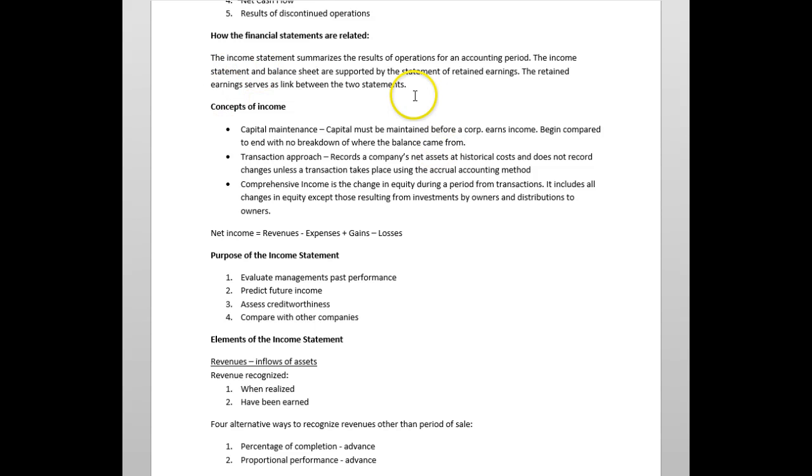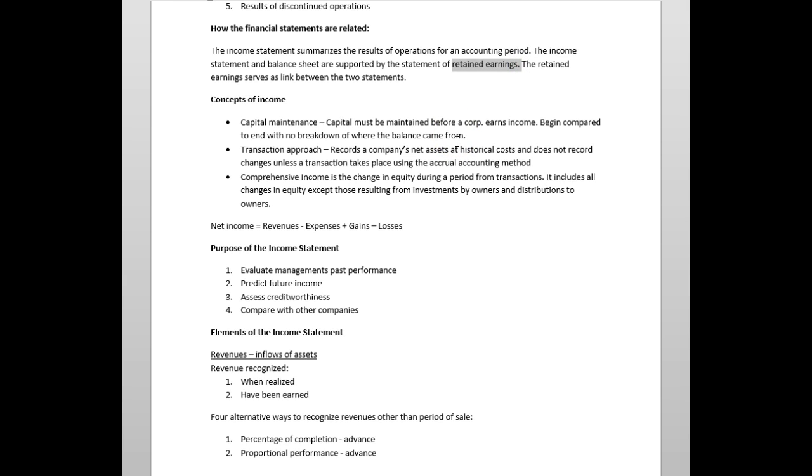I really like this statement that was in the book. It kind of ties together the 3 statements we'll be working with frequently in this course. The income statement summarizes the results of operations for an accounting period. I think we all realize that. But the income statement and balance sheet are supported by the statement of retained earnings, and the retained earnings serves as a link between the two. So that's sort of the pipe that keeps the two balanced back and forth. And we're going to look more closely at the retained earnings statement as we go through here.